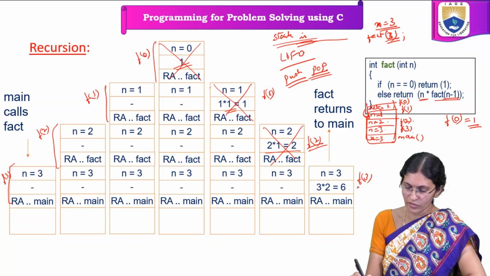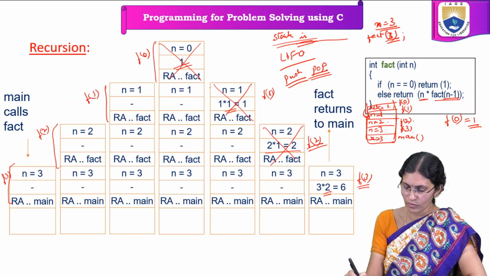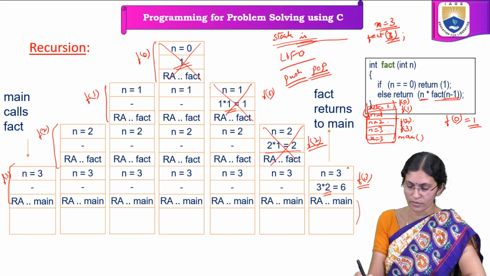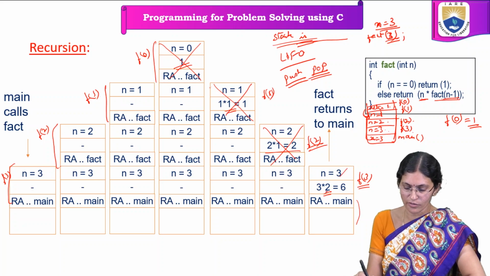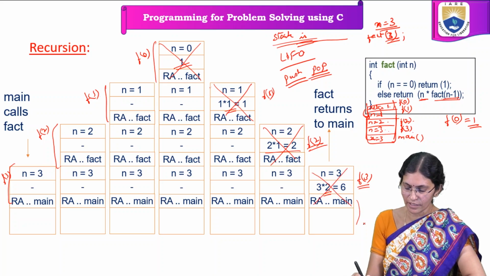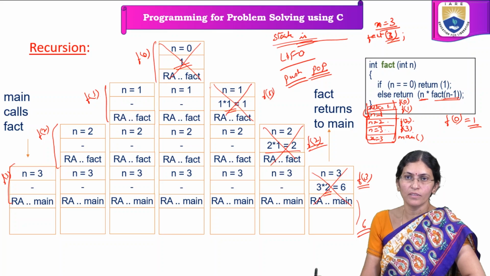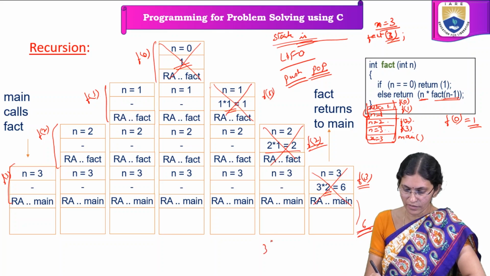Now the only activation record which is left is f of 3. So this value 2 is returned here. So 3 into the return value, here 3 into factorial of 2, that is 6. So after that, when f of 3 is also evaluated, this activation record is also popped out from the stack, and it returns a value 6 to the main function, and we get the output as 6. So factorial of 3.